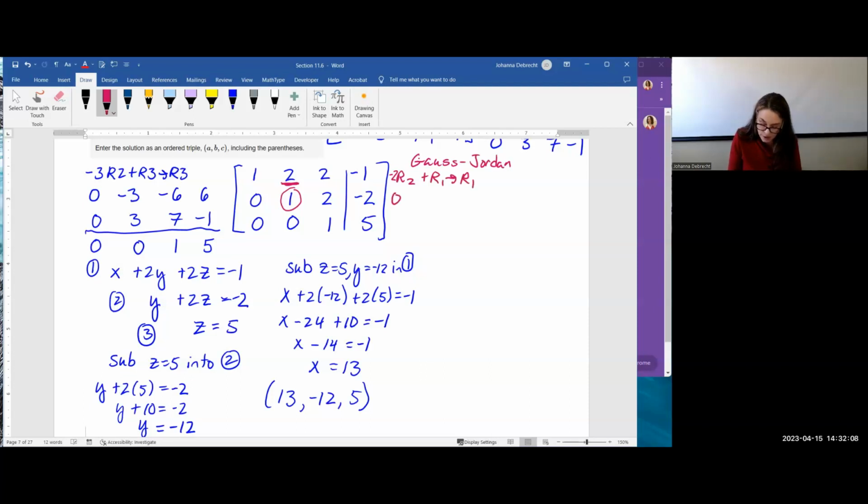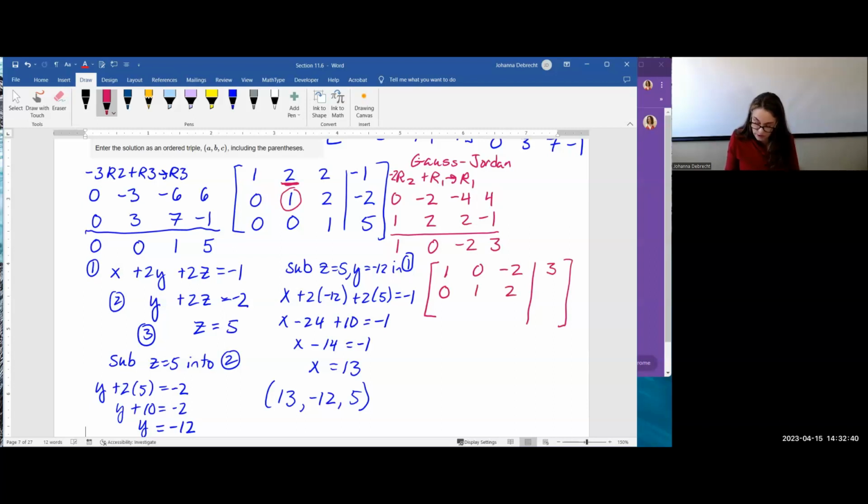So I would have 0, -2, -4, 4, added to row 1, 0, 2, 2, -1. And that would give me 1. It doesn't mess up my leading 1 because I have 0 there. 0, -2, 3. So now I've got my new matrix. 1, 0, -2, 3. My old row 2, 0, 1, 2, -2. And my old row 3, 0, 0, 1, 5.